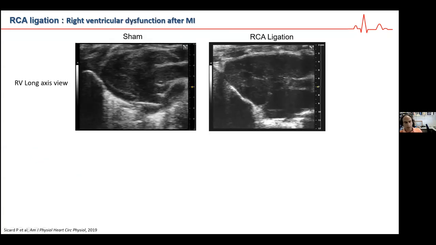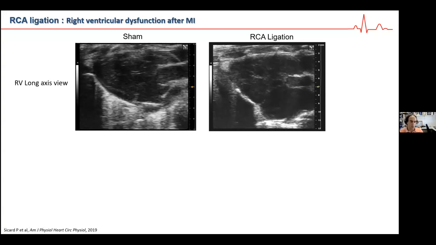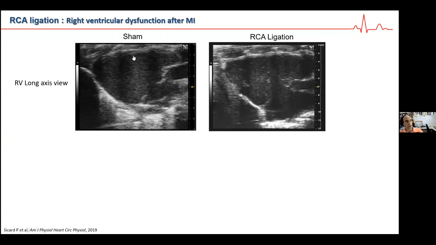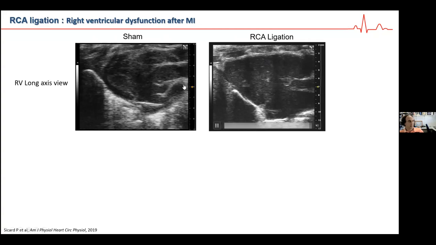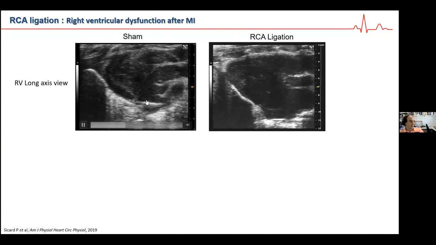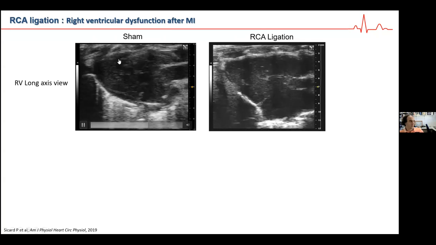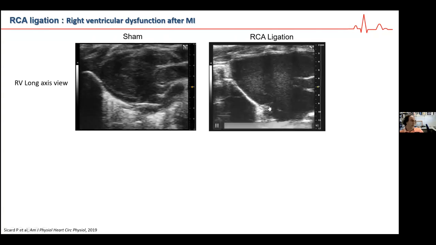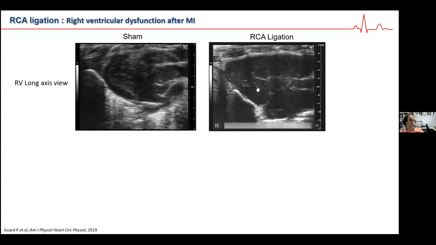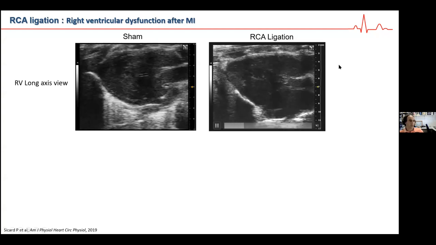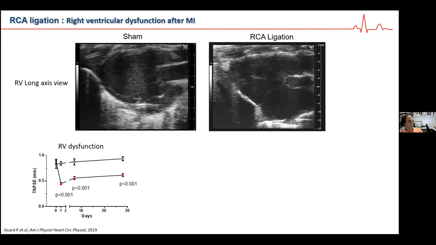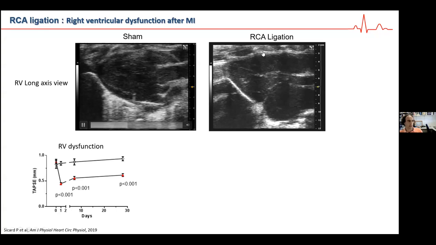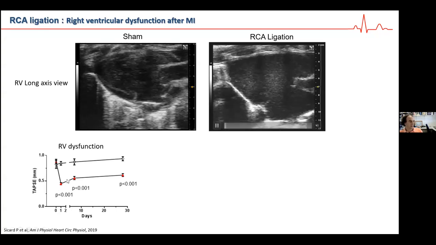We assessed cardiac function and modified a little bit the angle of the probe to have access to the long axis view of the right ventricle. You can see it in the sham on the left and the RCA ligation on the right. You have the possibility to detect the right atrium, the tricuspid valve, and all the right ventricle. You see it's moving quite well in the sham, and there is a huge right atrium, dilated right ventricle, and less movement after right coronary artery ligation. We put some numbers on that. We measured right ventricular function using TAPSE measurements or strain analysis of the right ventricle. We saw a decrease, indicating right ventricular dysfunction.